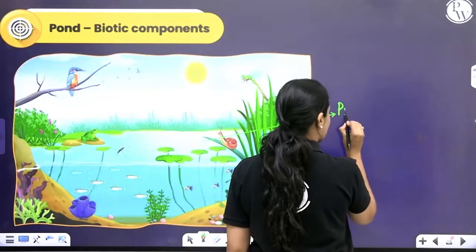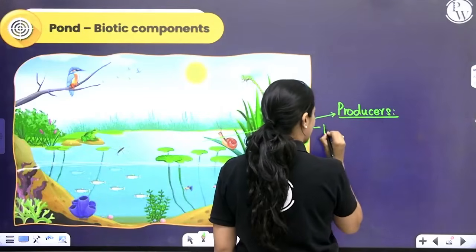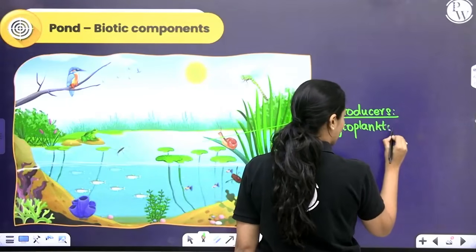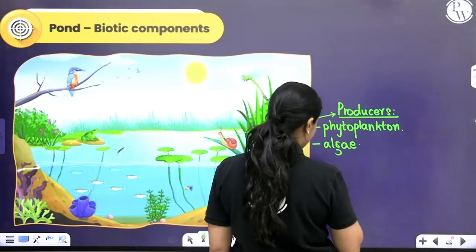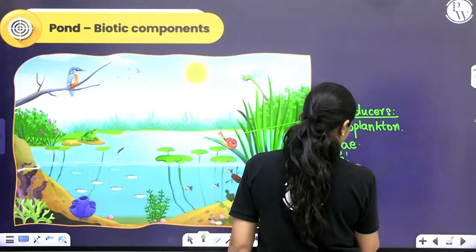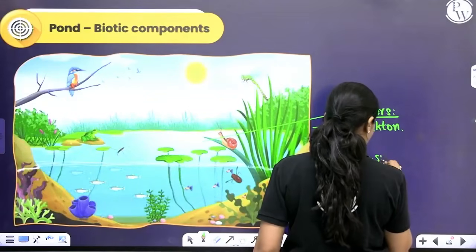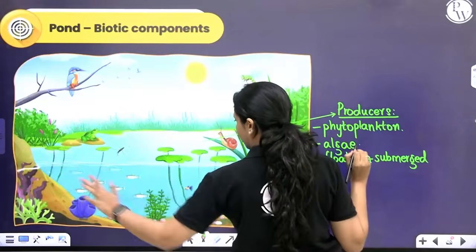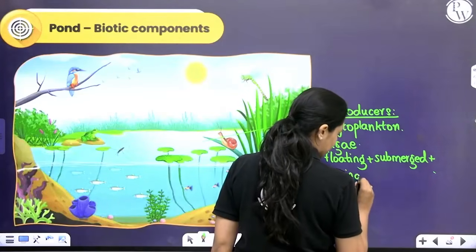Which are the producers? You have phytoplankton floating on the surface, you have algae, and then there are plants that float on the surface of water. There are plants that are submerged and grow deep inside the water body. There are plants that grow towards the margin of the water body. Let's call them marginal plants. All of these are your producers.